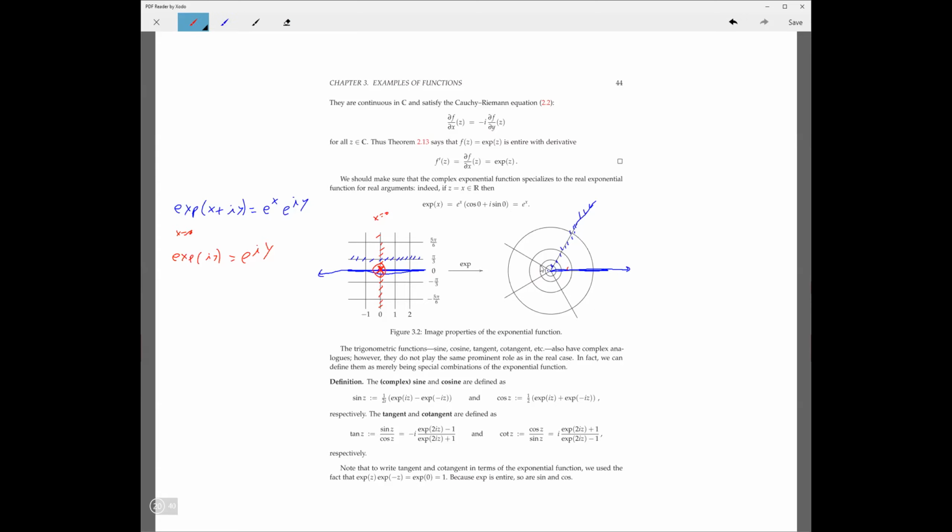Okay, so this one maps to this one. And then where they intersect maps to here. Okay, this line maps to this one. This line segment.